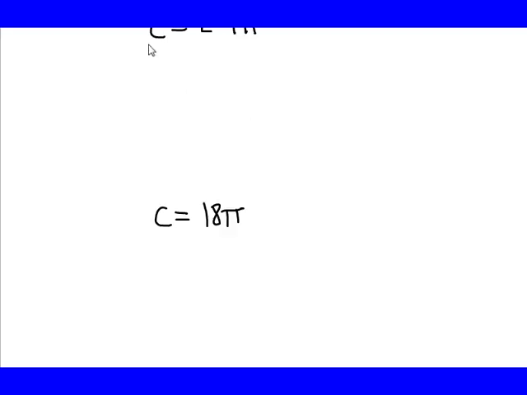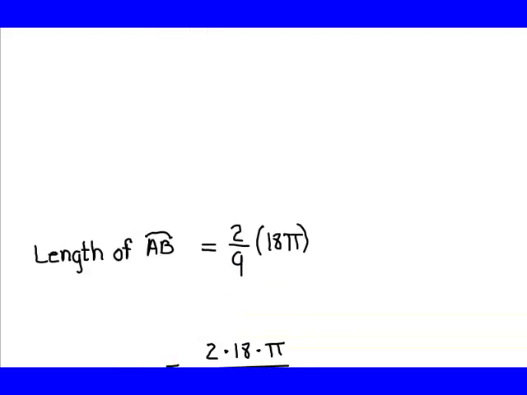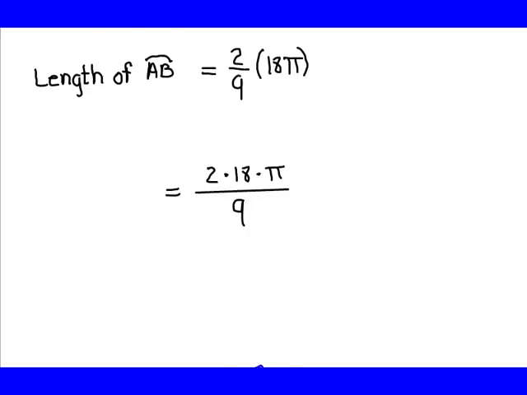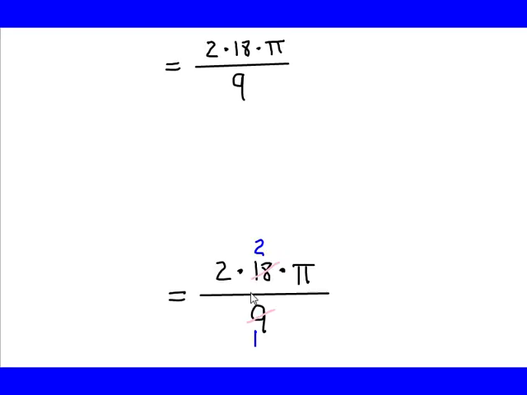We just discovered that arc AB is 2/9 of the circumference. So in order to find the length of AB, we simply take that 2/9, multiply it times the circumference of the circle, and then simplify. So now I have 2 times 18 times pi divided by 9. I noticed that 9 can divide into 18. 9 divides into itself once. 18 divided by 9 is 2.